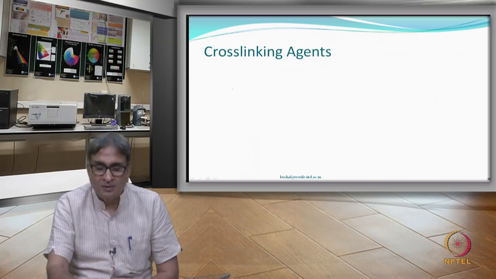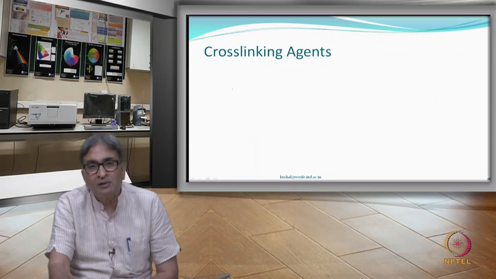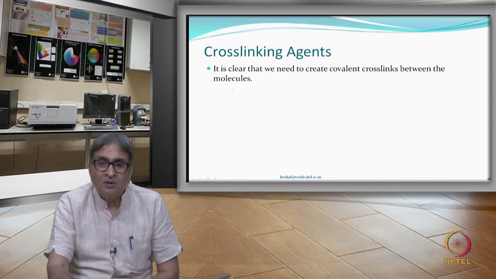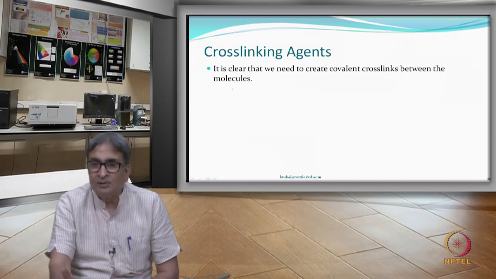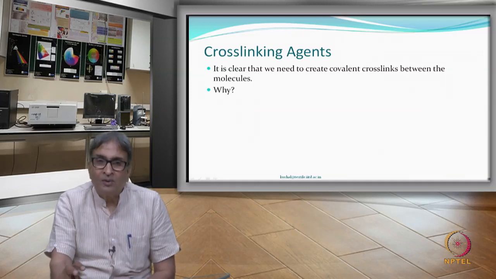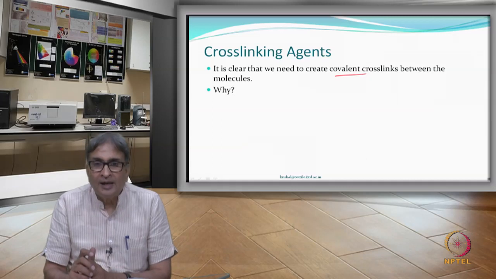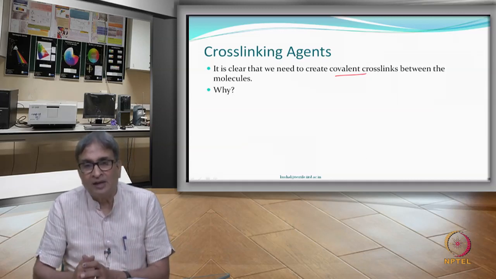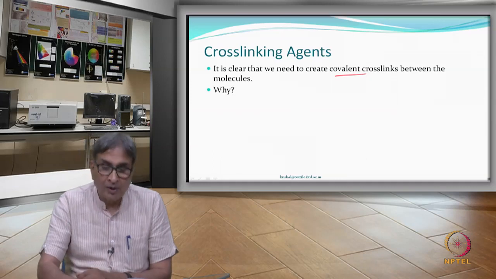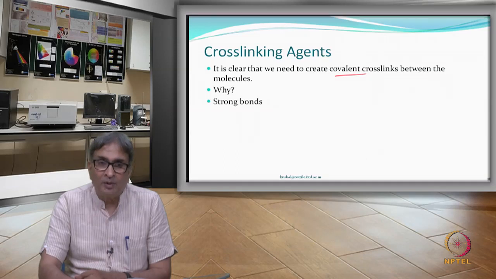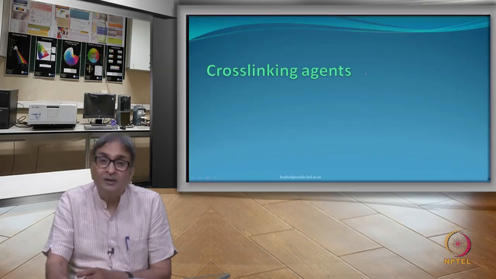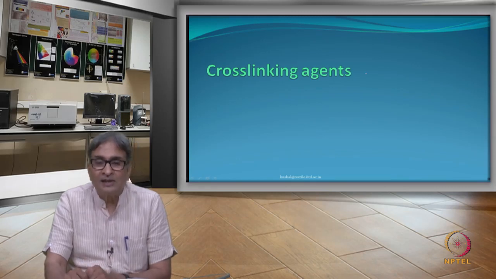Let us look at the cross linking agents. We did say that we would probably like to have generally a bifunctional agent. It is clear that we need to create cross links between the molecules, generally intermolecular cross links. Why? Because these cross links are covalent. Because they are covalent, they will stretch during bending, but will not break. And if they do not break, then the recovery can take place. So, covalent bonding, which is strong bonding, will be required. Now, let us look at cross linking agents.